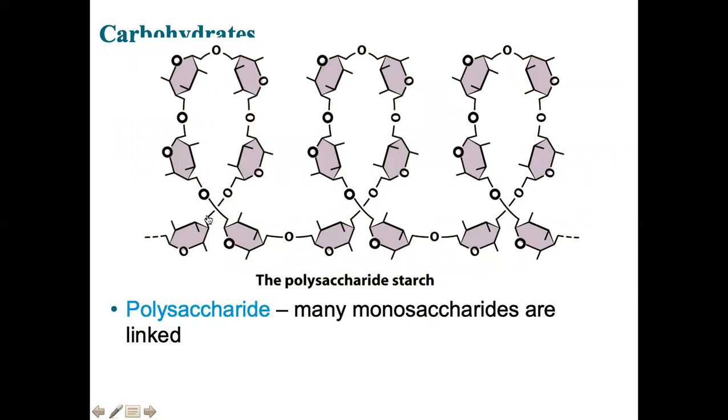You can kind of see this is a twisting coil. Once you string them all together, they start to twist up on each other, and you get interactions between them here. They don't bond, but they kind of play together, which is why they form that shape. This is what we call starch, this particular polysaccharide, but there are other polysaccharides. It just means many monosaccharides make a polysaccharide.